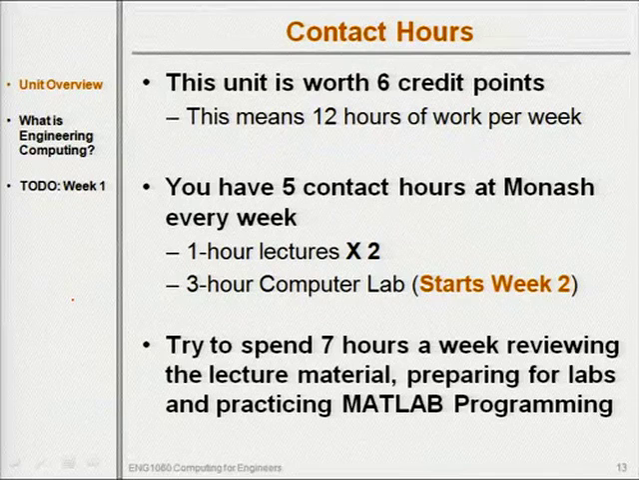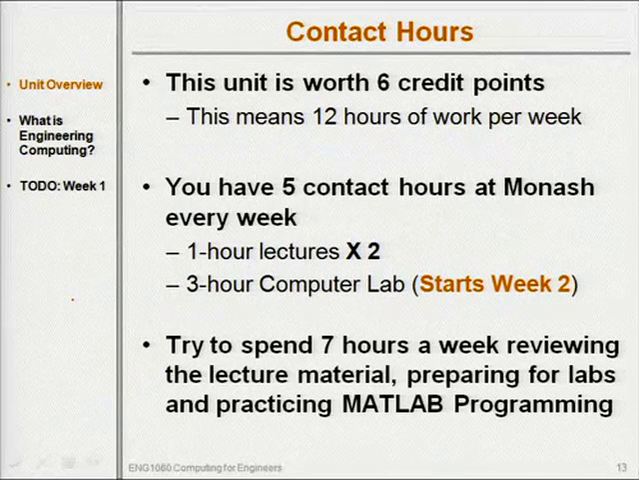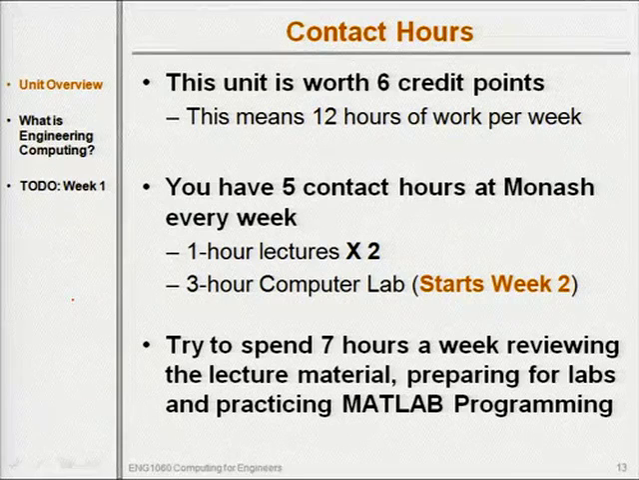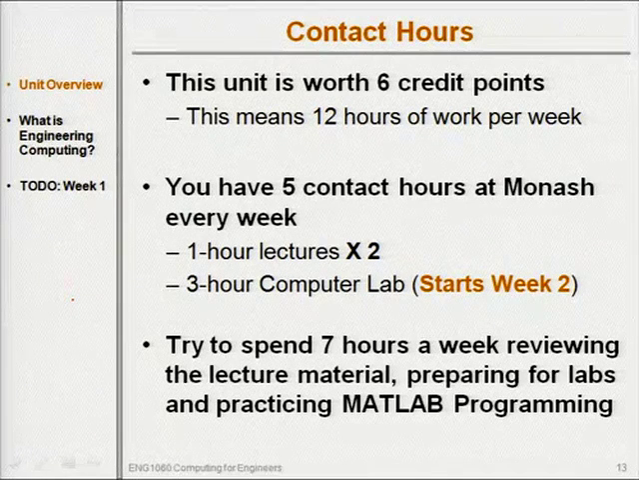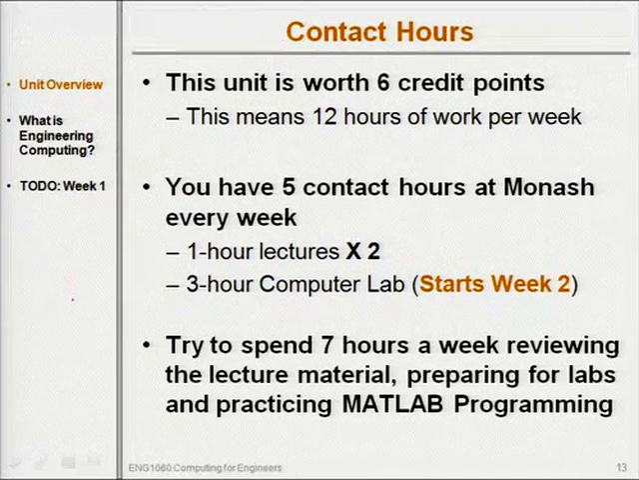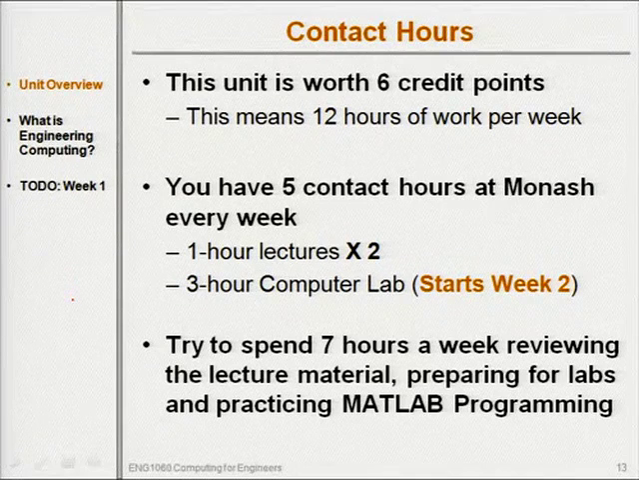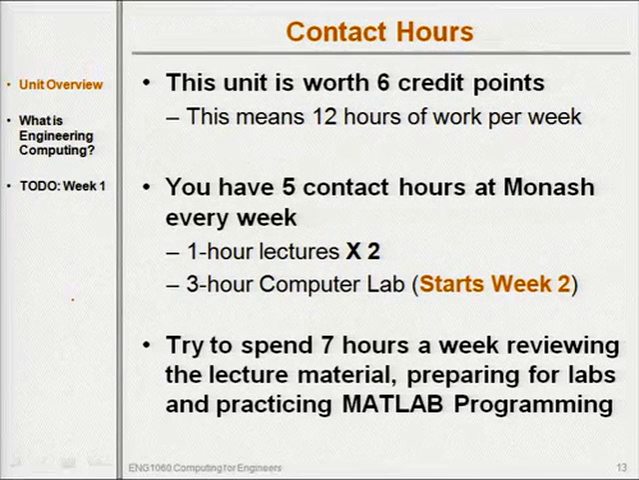Okay. Now this unit is worth 6 credit points. So you're doing 4 units per semester. So you will have 5 contact hours at uni. So 2 lectures per week, 2 hours, and a 3-hour lab, which starts next week. That's 5. So you need to spend about 7 hours a week reviewing the lecture material, preparing for the lab, and practicing at home, or in your own time, I should say.